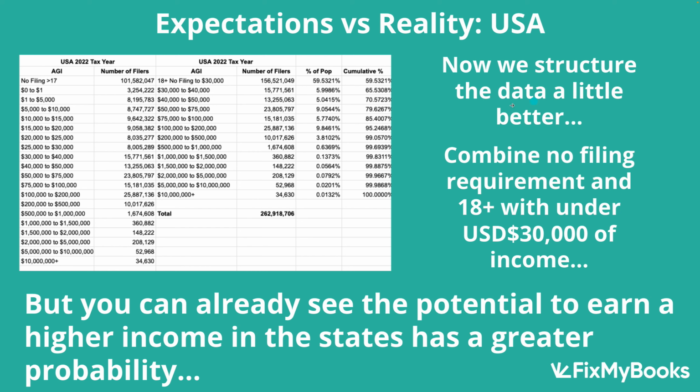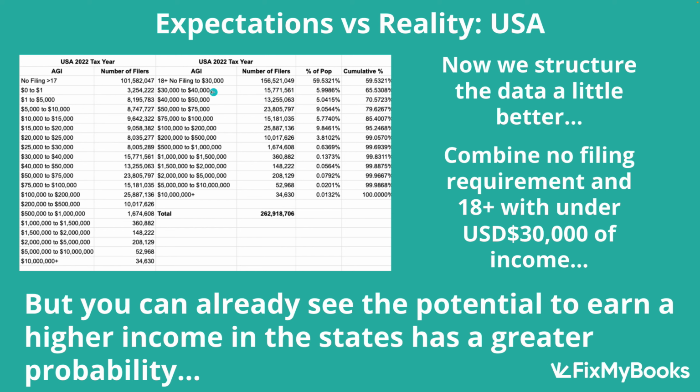So we have to change the data around a bit to get it looking like the Canadian data, because we can't create this data from the Canadian data. It's impossible, so we have to work backwards. So what are we doing? We have to combine the no filing requirement, under 18, and 18 plus with the under $30,000 of income, because, as I said before, they may not have a filing requirement, and so they probably have an income up to $30,000. They just didn't file. And then it's looking a little more like the Canadian data here.